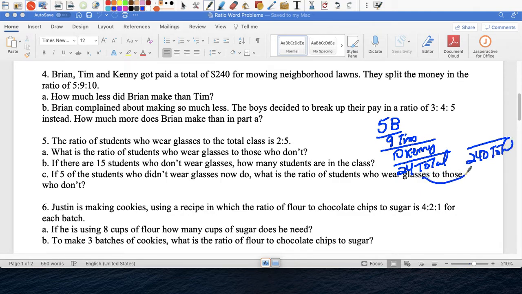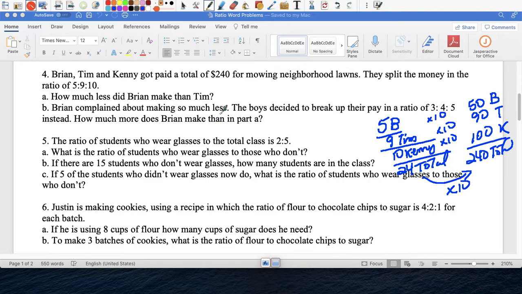Well, it'd be times 10, so that means times 10, times 10, times 10. So Brian would get 50, Tim would get 90, and Kenny would get 100. And if you add that up, do you get 240? Yeah, you would. So what's the question here? How much less did Brian make than Tim? He made $40 less.